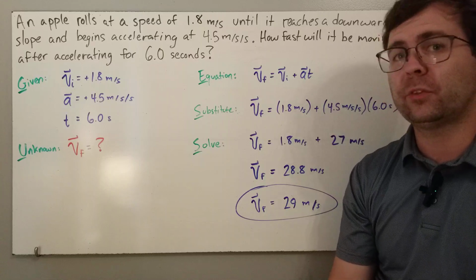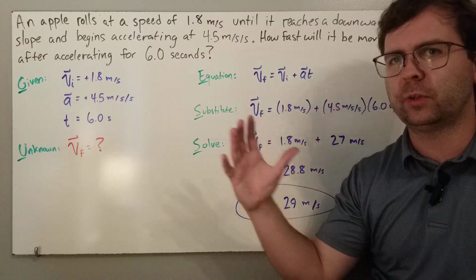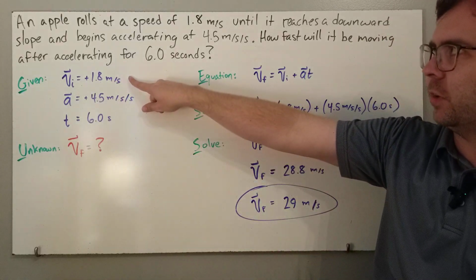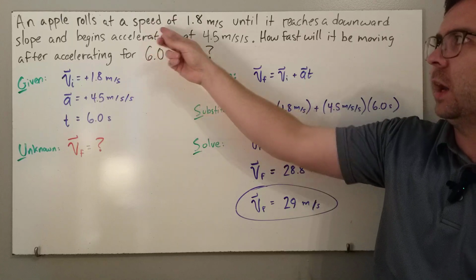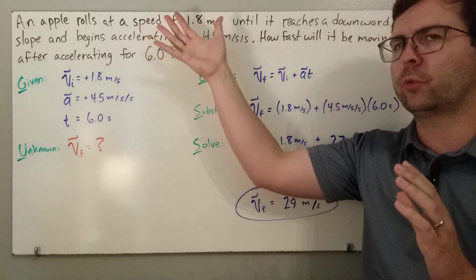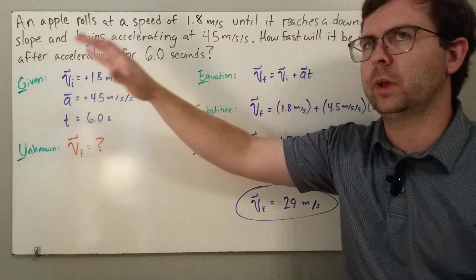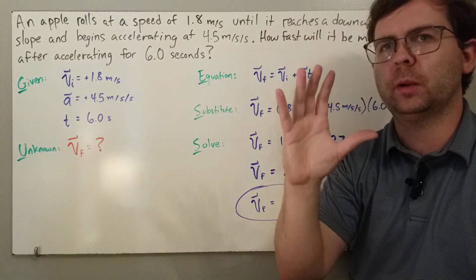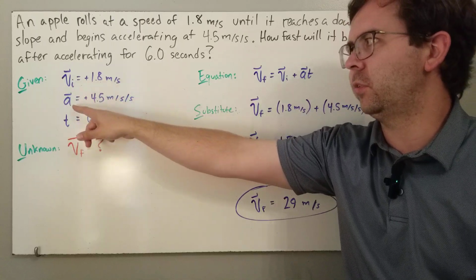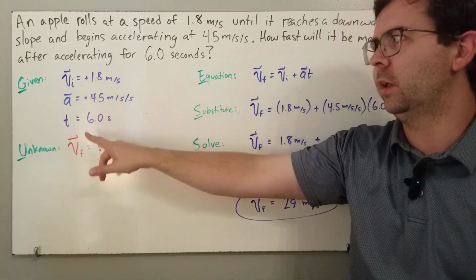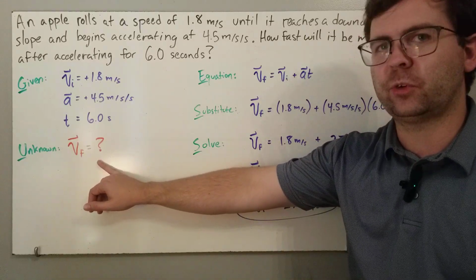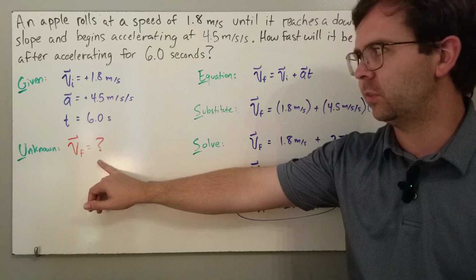I'm going to use the GUESS method here to help me outline the things that I know, the puzzle pieces, and how to put them all together. The pieces that we know: we have an initial velocity of 1.8 meters per second. I know that because that's how fast it was going before it started accelerating. So you have to translate in your mind from this word problem into physics quantities. The acceleration is 4.5 meters per second squared. Time is 6 seconds. Our unknown quantity in this case is how fast it's going after the acceleration, so this is going to be a final velocity.